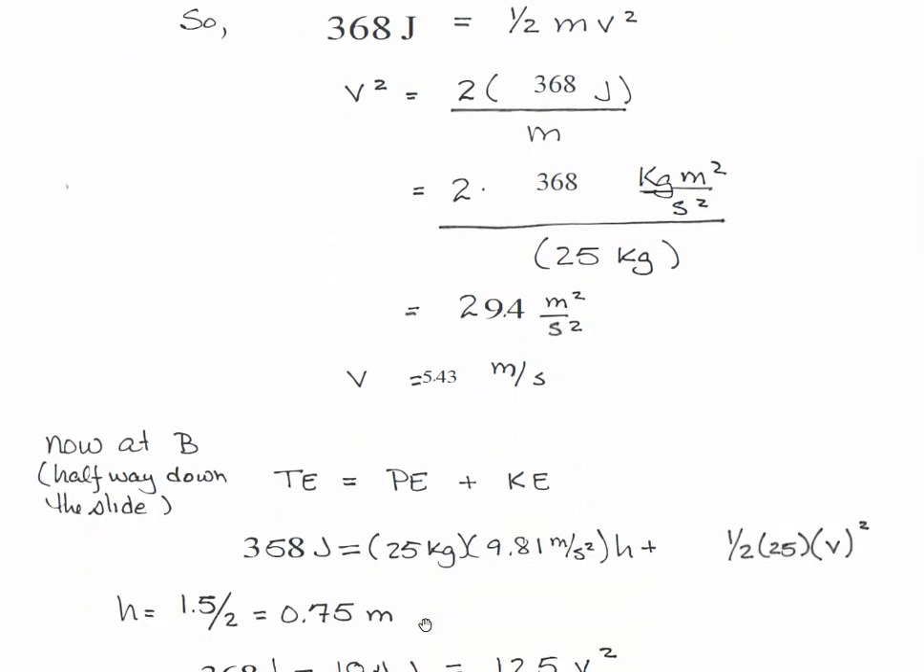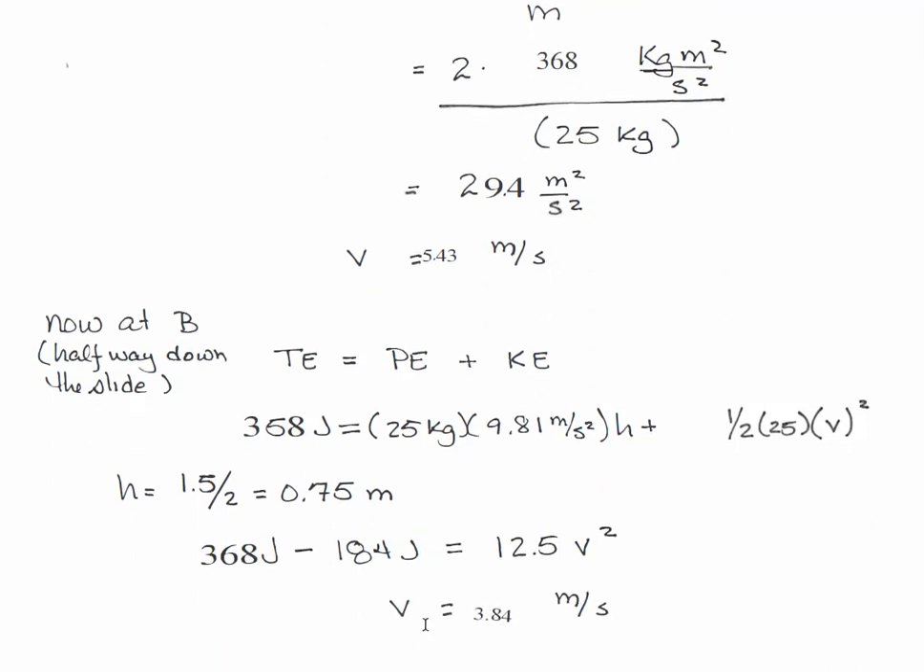Now, let's look at halfway down the slide. This time I have both kinetic energy and potential energy, but I start out with the same total energy that I've had all the way around. I know halfway down the slide that h is equal to 0.75 meters, so now I can go in, rearrange, and solve for the velocity, and see that the velocity is now 3.84 meters per second.